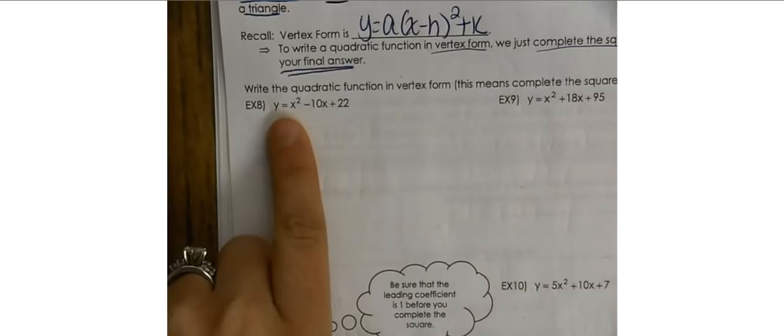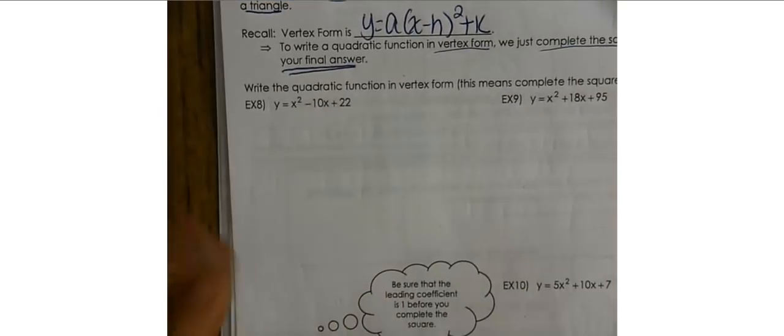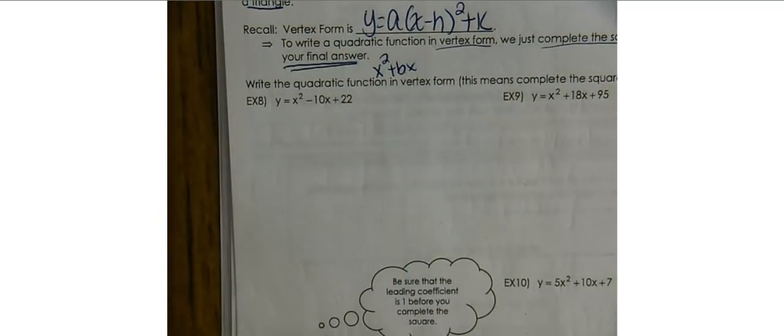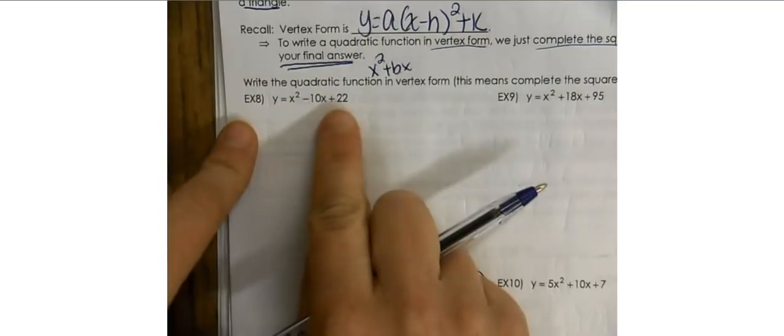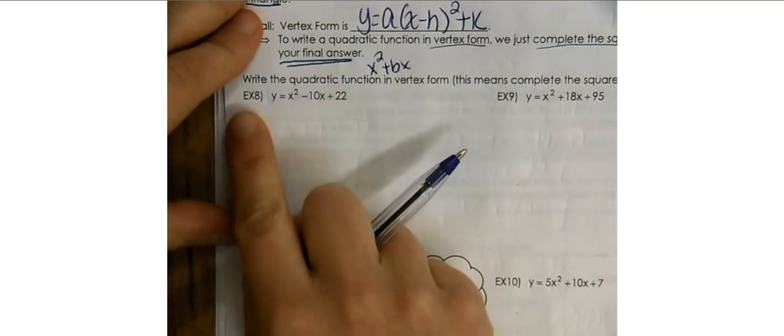So when we're trying to change this into vertex form by completing the square, we're going to rewrite our equation so that it has just an x squared plus bx on one side. So I'm going to bring this 22 to the other side, but be careful. You are going to leave space for a new c value.